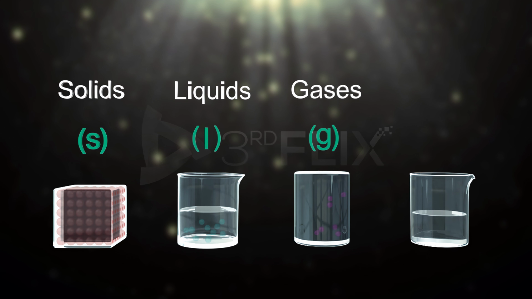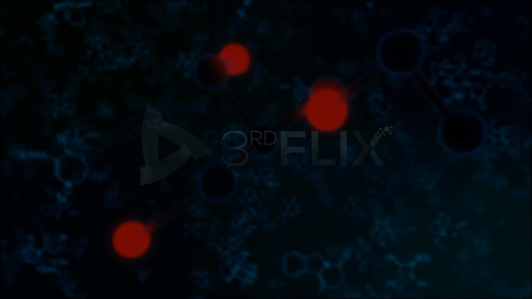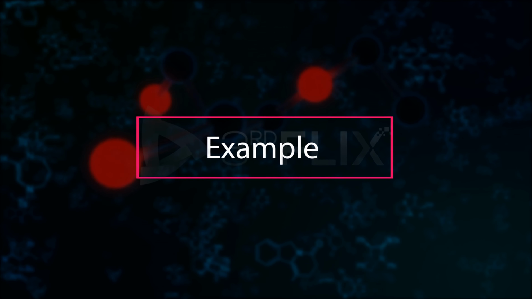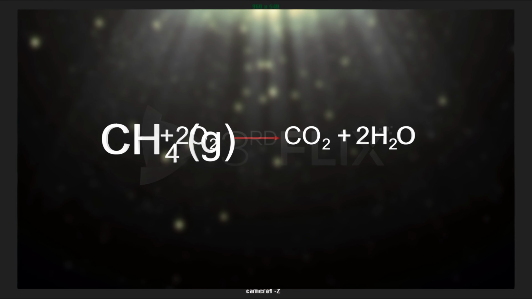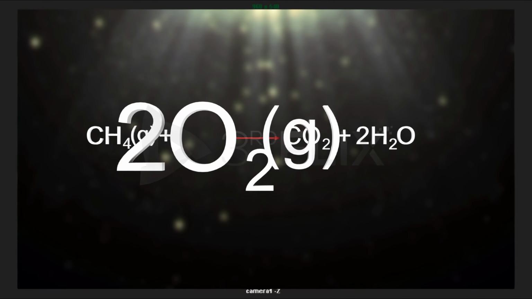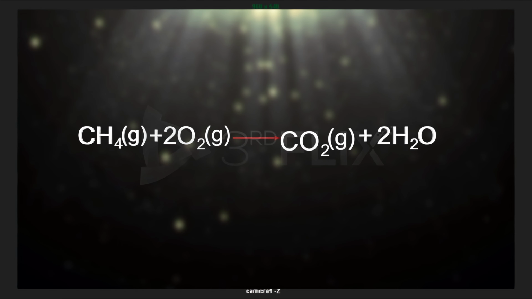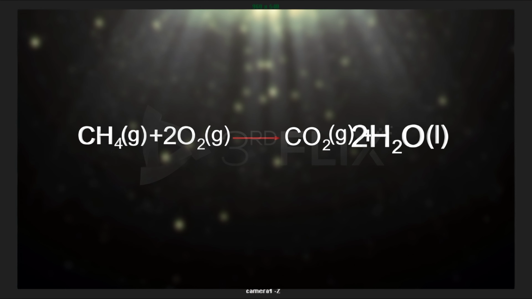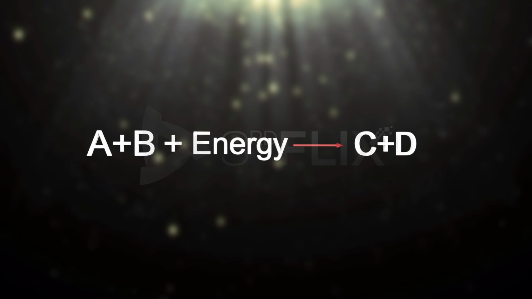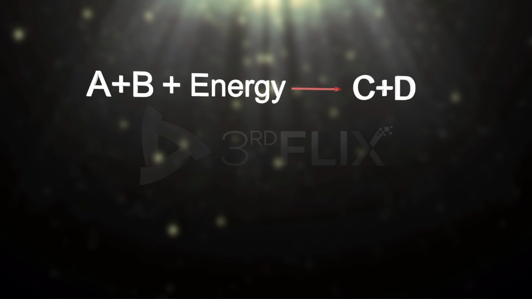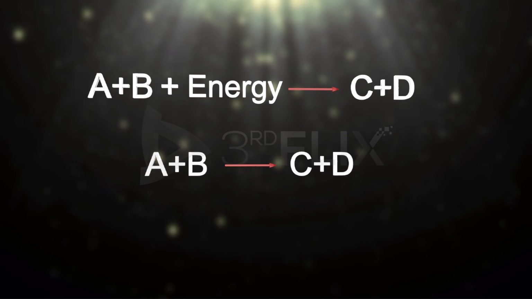If the solution is made by using water, then it is denoted by writing AQ. Example. CH4(g) plus O2(g) gives rise to CO2(g) plus H2O(l). If energy is used in the reaction, then it will be written on the left-hand side. If energy is released in the process, then it is written on the right-hand side.